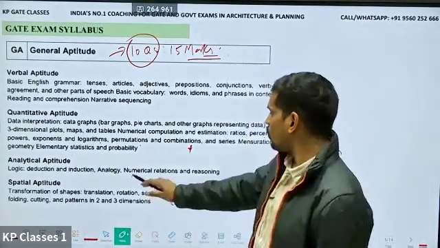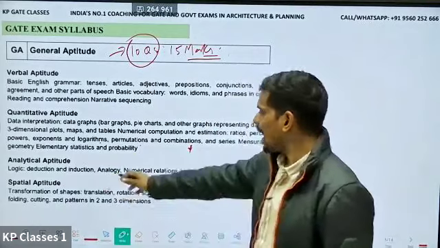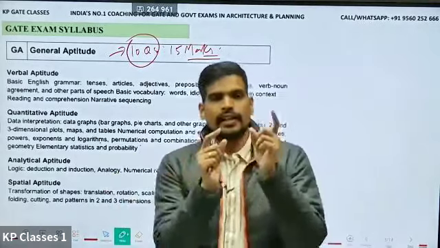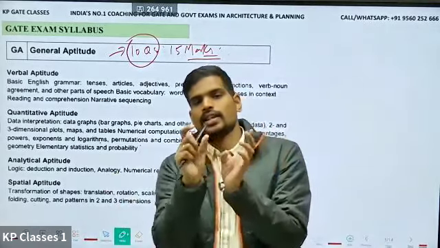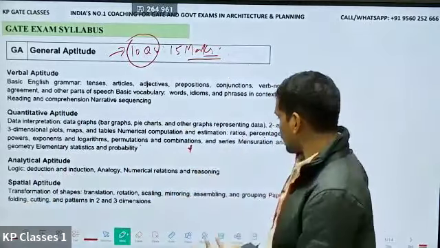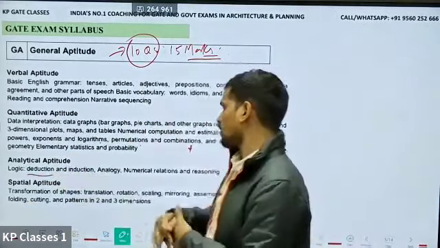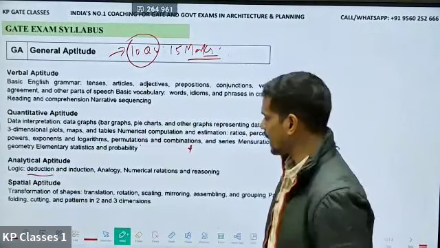Analytical aptitude covers analogy and numerical relations and reasoning basically. Analogy, as in the relation, they'll give you two pairs of words, and the same relation you should apply to some other pair. Then deduction, so reading a paragraph and deducing logic from that. That is included in analytical aptitude.